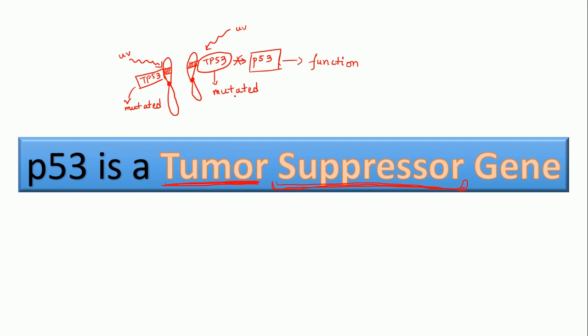So that was all about the function and the pathway by which p53 gene is regulated, and it is regulating the cell cycle and the formation or repression of cancer.